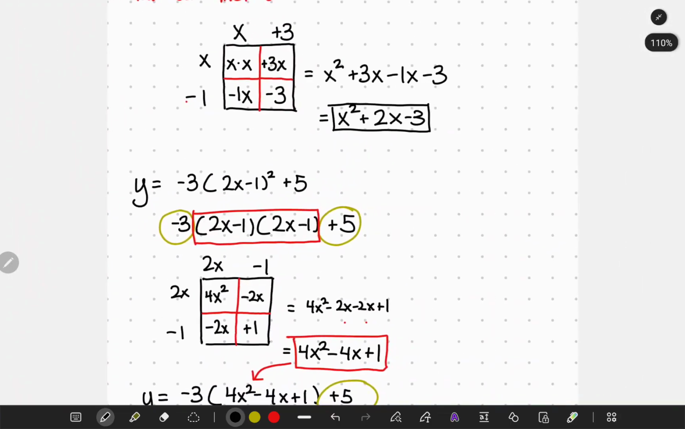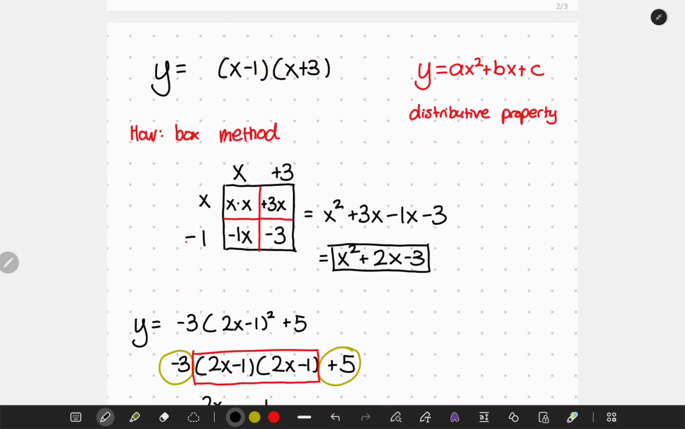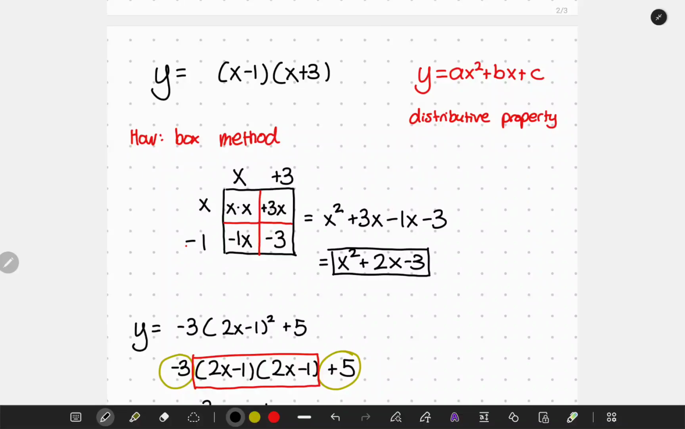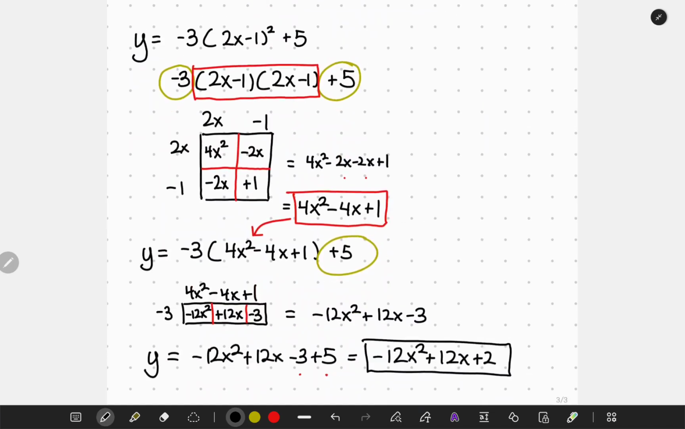So at the end of the day, when we're doing these two example problems, we've noticed that, hey, we want to make it so that it can look like this, ax squared plus bx plus c. And we do that through the distributive property, and how we do the distributive property is by using the box method. And that's essentially it.